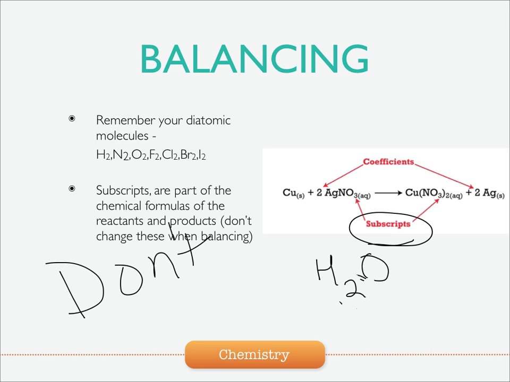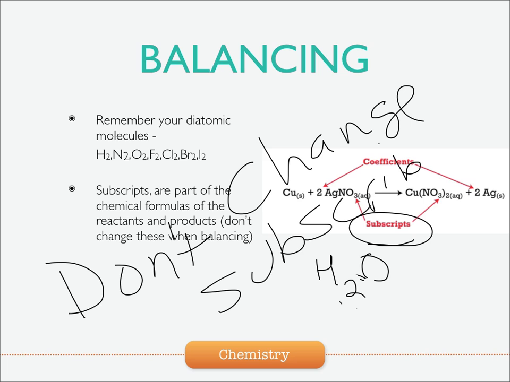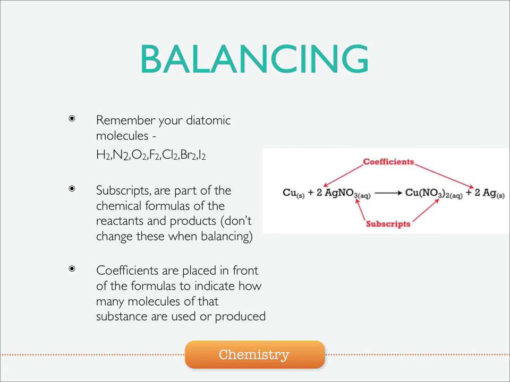Don't change subscripts when you're balancing equations. The only thing you're allowed to do is change coefficients. Those are the numbers out front. Somehow, you have to adjust those numbers, whether there's 4 different compounds, reactants, and products here, or whatever they've got. Those are the only things that you can change when you are balancing an equation. I can change the numbers out front. I can't change anything else.